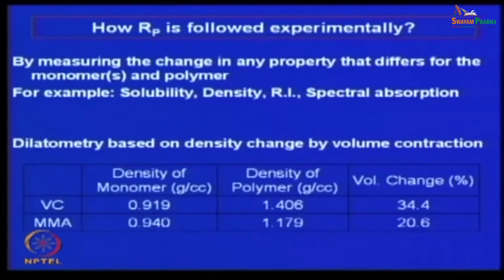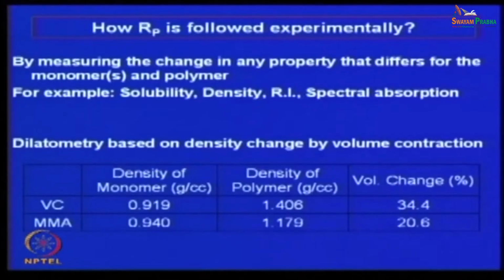Now, the question is how this rate of polymerization is experimentally followed, how it is evaluated. Well, you can say, sir, you are showing us with the help of these expressions that this is the way to get this rate of polymerization, but how to experimentally evaluate it. Suppose you are given this assignment of synthesizing polymethyl methacrylate or polyvinyl chloride or polyvinyl acetate in the laboratory. If I ask you to evaluate the rate of such polymerization, how to evaluate?